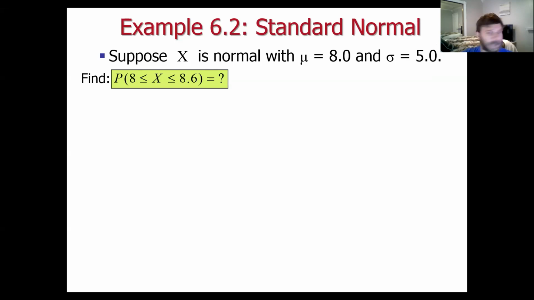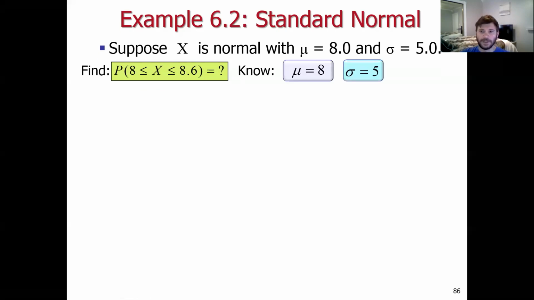Let's take a look at this next example. This question says, suppose x is distributed with a mean of 8 and a standard deviation of 5. Given that x is normally distributed with those parameters, what is the probability that x is between 8 and 8.6? Here's what we know. We are given the mean and the standard deviation, and we're going to have to now convert the two x bounds into z-scores.